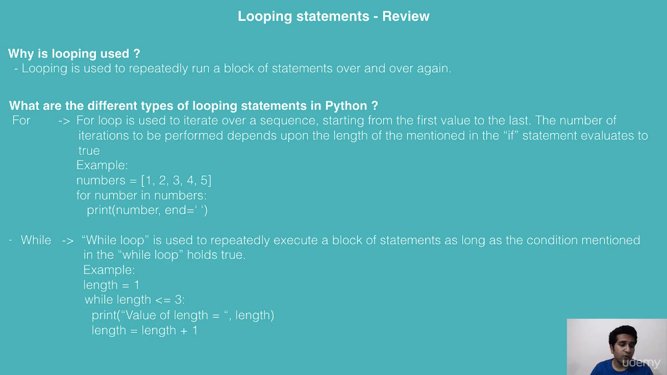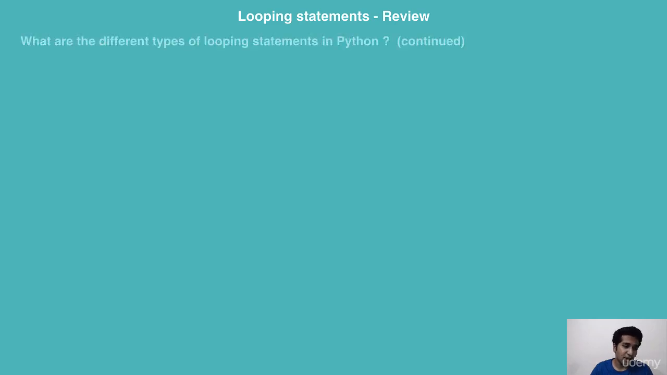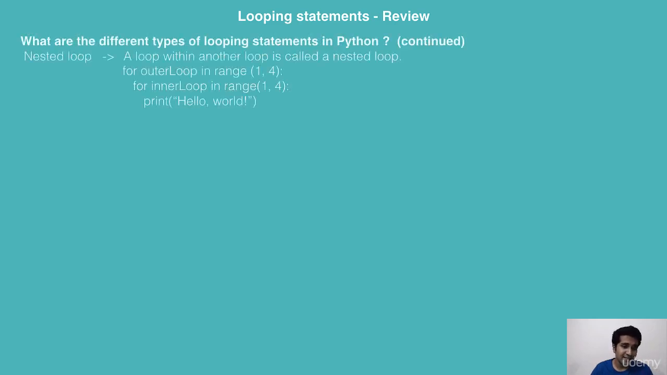The next kind of loop we saw is the nested loop, which is a loop within another loop. In this example, we have used two for loops, one for loop within another for loop. The number of times this loop will execute is m times n, where m is the number of iterations of your outer for loop and n is the number of iterations of your inner for loop. So for every iteration of your outer for loop, your inner loop would execute 3 times. So it is a total of 3 into 3 times. In this case, it will print the statement hello world a total of 9 times.